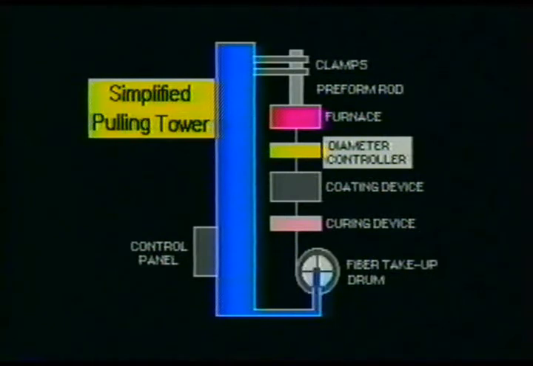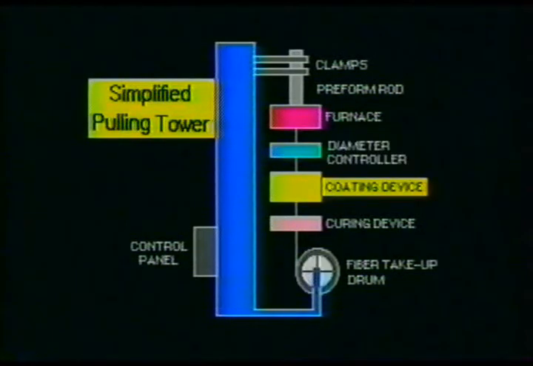In the same respect, if the glass fiber becomes too thick, the metering device will cause the take-up drum to increase in speed. This causes the take-up drum to apply more pulling pressure on the cable, which results in the fiber becoming thinner. Next, the glass fiber is passed through a coating device, which places a protective plastic coating over the fiber cable. The plastic coating is used to protect the fiber from outside contaminants and structural damage.